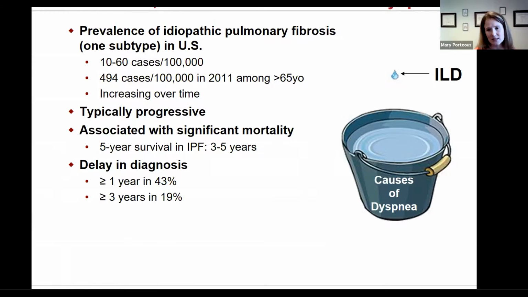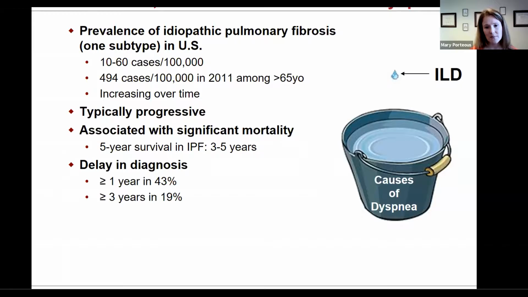And we know that this disease prevalence is increasing over time, probably a combination of true increasing prevalence and increasing diagnosis. Unfortunately, universally, these diseases are typically progressive, and so it's important to diagnose them. Depending on the subtype, they're associated with significant mortality. The average time from symptom onset to death in one of the more aggressive subtypes, IPF, or idiopathic pulmonary fibrosis, is 3 to 5 years.